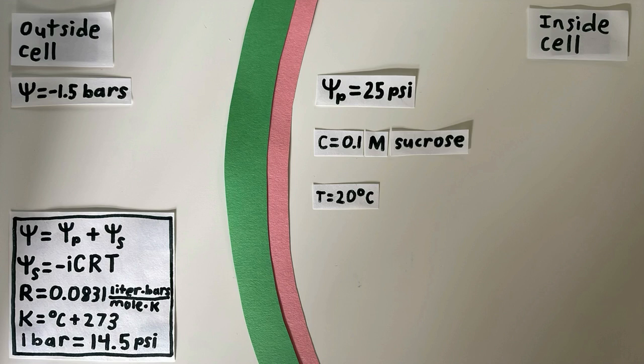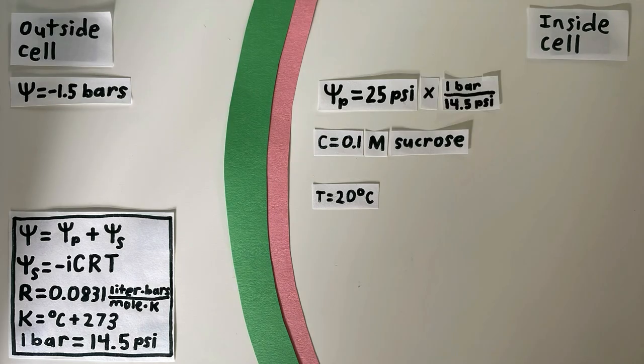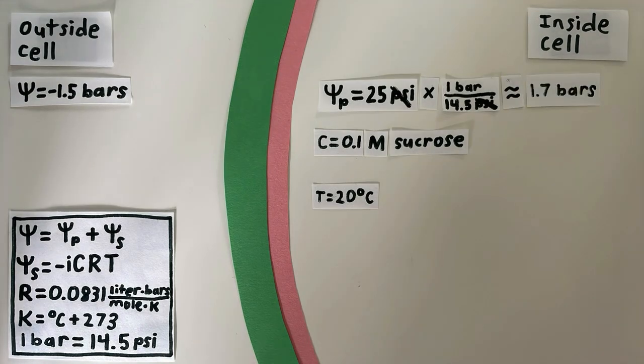Okay, so we are given a pressure potential of 25 pounds per square inch. We'll want to convert that to bars so we can add it to our solute potential later and compare it to our water potential for the other side. We can do this by multiplying by the ratio of 1 bar per about 14.5 pounds per square inch, giving a pressure potential of roughly 1.7 bars.